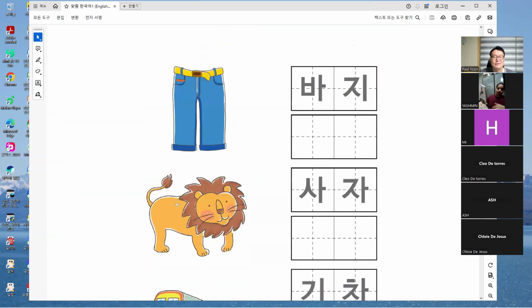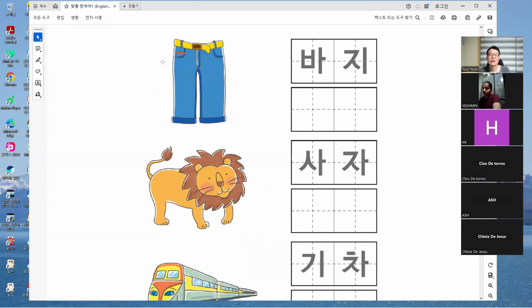Next. Okay. This one. Can you read? 바지. 바, 지, right? 바지. Okay, 바지. 바지 means pants. Okay, pants. 바지. Can you repeat again? 바지. Okay, good. 바지. How about this?